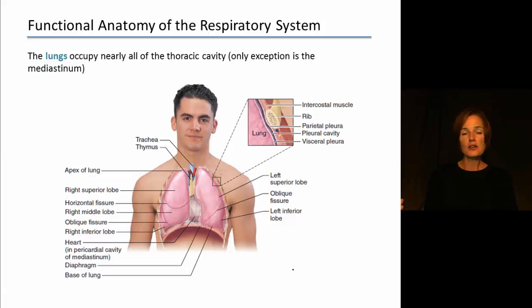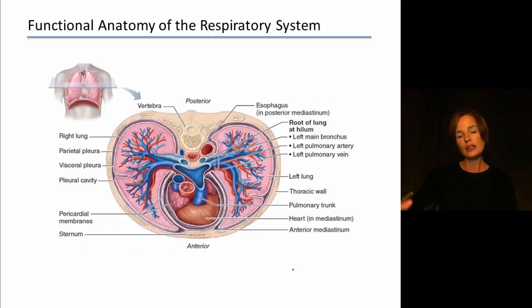The lungs themselves occupy nearly all of the thoracic cavity. The only exception is that they are not taking up the mediastinum. Here we can see one view of the lungs. If we look at them in another view, you can see that, again, they are occupying the majority of the cavity. They are shown here in pink. Besides occupying the majority of this cavity, you can see that there are a lot of veins and arteries extending throughout the lungs.